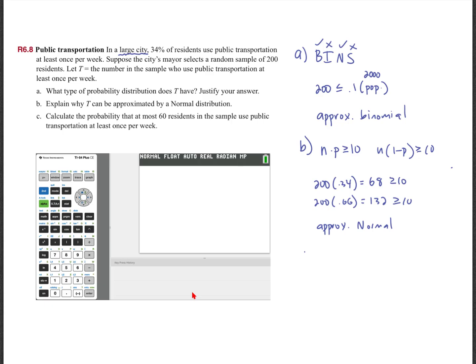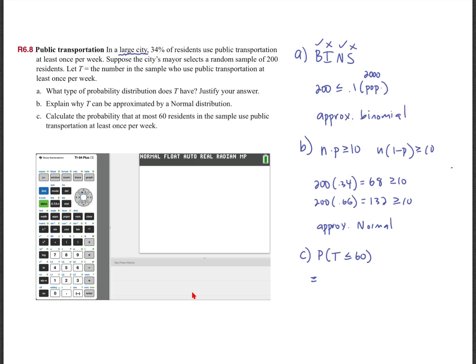Okay, and then part C. Now that we've established that it's approximately normal, they say for part C, calculate the probability that at most 60 residents in the sample use public transportation at least once per week. So we want to say what's the probability that T is at most 60, so T is less than or equal to 60.